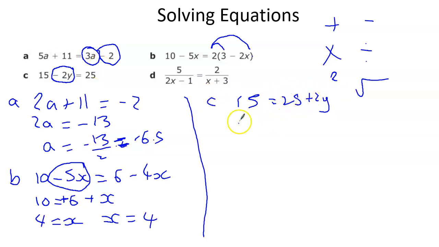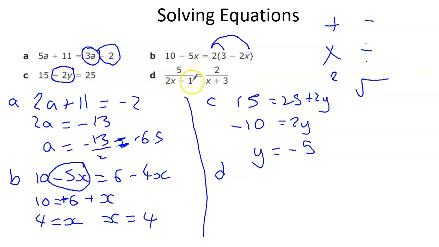We just moved 25, so we get 15 minus 25 is minus 10, doing the opposite of that plus, and that equals 2y. And so flipping it round and doing the divide, y equals minus 10 divided by 2, which is minus 5. And finally, question D, when you've got anything on the denominator, you multiply by the denominator.